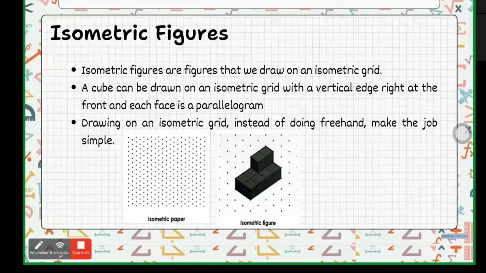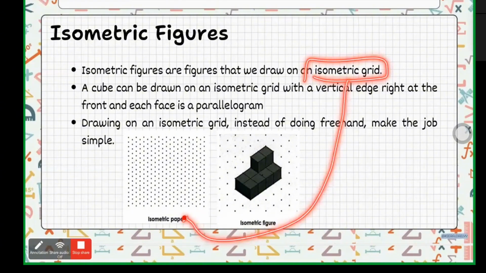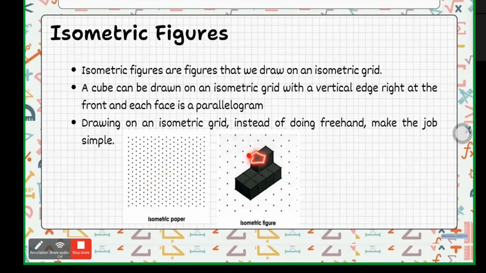So again, isometric figures are figures that we draw on an isometric grid. What is an isometric grid? An example here is made mainly of dots or points. If we connect these points, we will make isometric shapes or figures, whether geometric figures or solid figures. Okay? So this is how we use isometric grids. Sometimes the reason why we draw on an isometric grid is because it makes the job much easier and simpler to do.